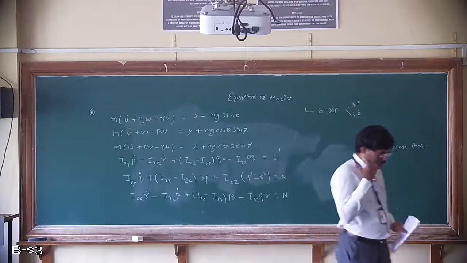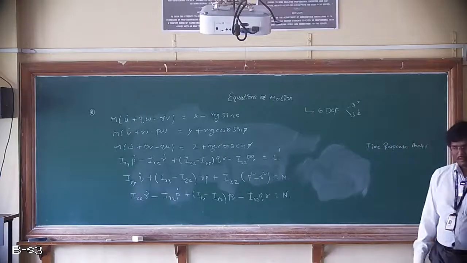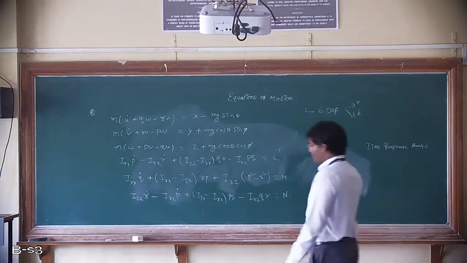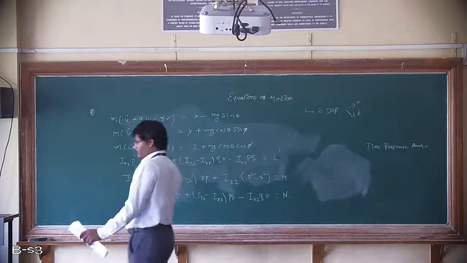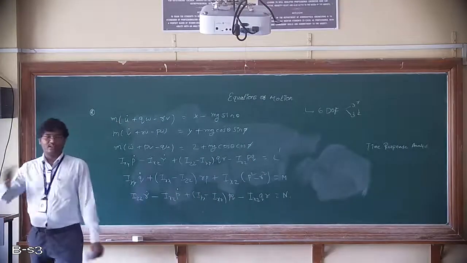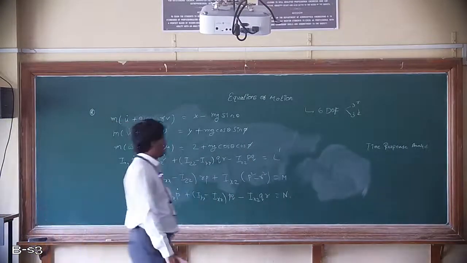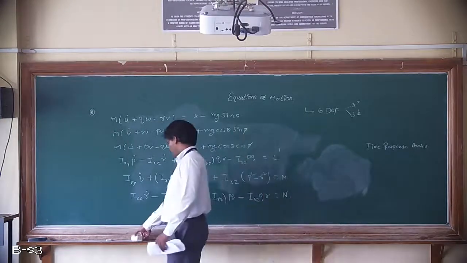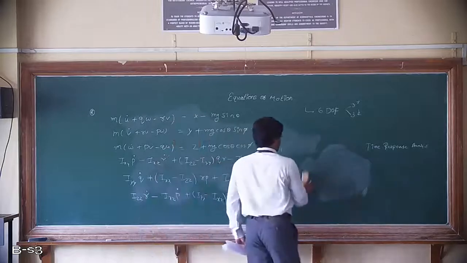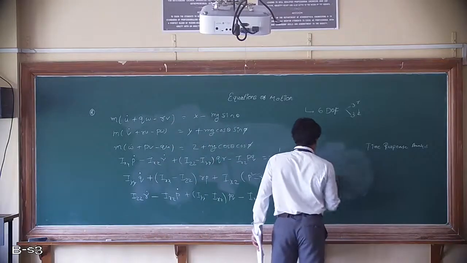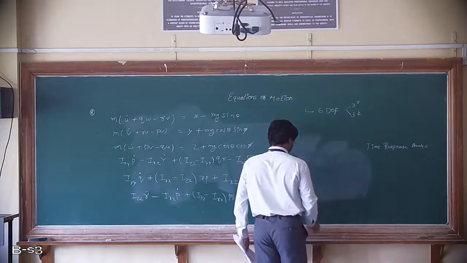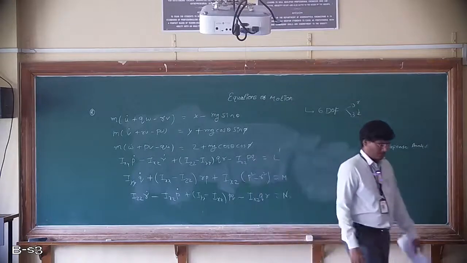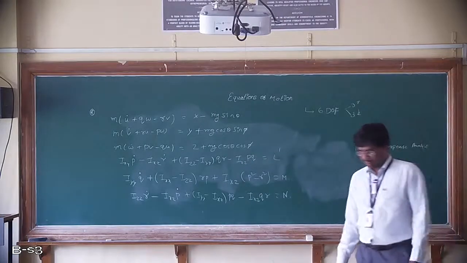So you have this. Next you will apply small perturbation theory. Once you apply small perturbation theory, then you will do linearization. Once you do linearization, finally you will get our required equation. That is called the required equation.